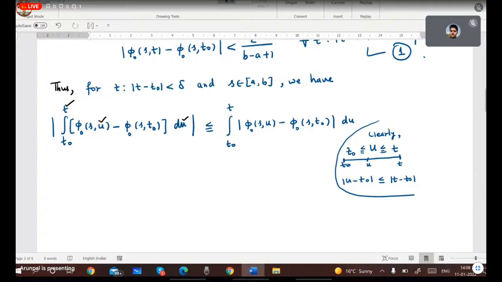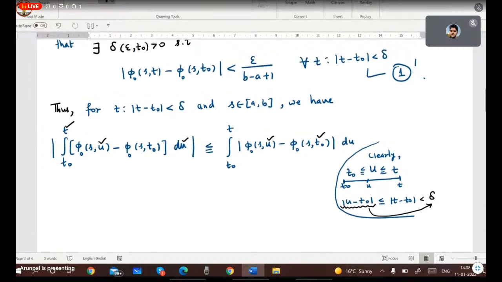So it means the distance between this u and this t naught is less than or equal to the distance between t and t naught, which is further less than delta. So the distance between u and t naught is less than delta. And if the distance between u and t naught is less than delta, for u and t naught I can apply 1 dash. Because you can apply 1 dash only for those points t such that the distance between t and t naught is less than delta. Now I am seeing that the distance between u and t naught is also less than delta, so I can apply 1 dash.